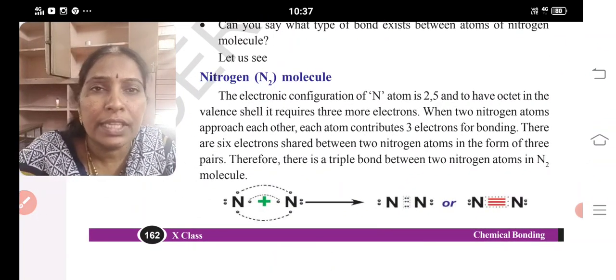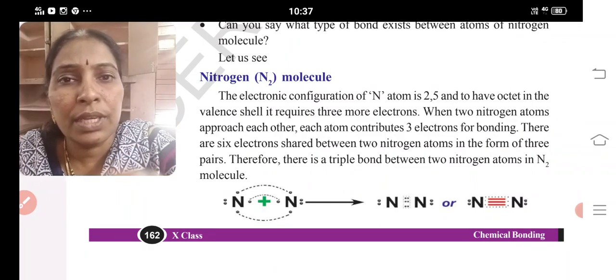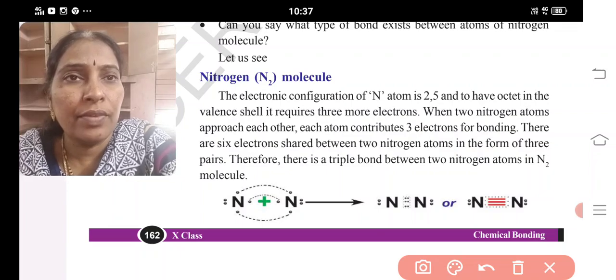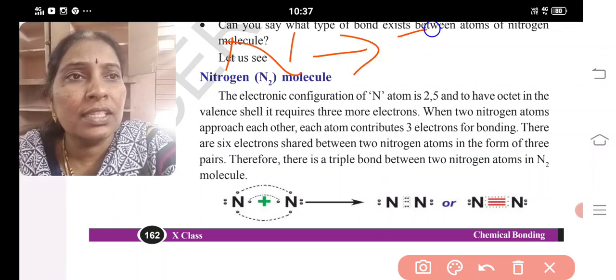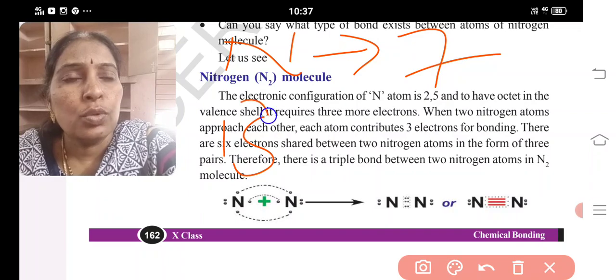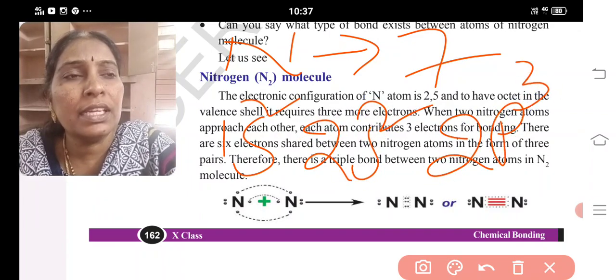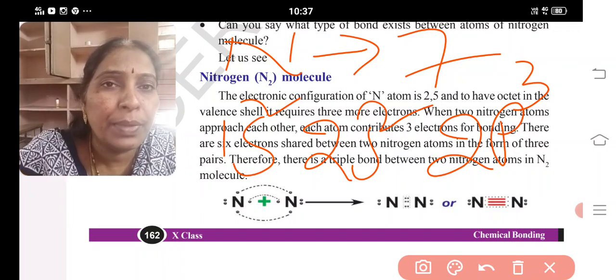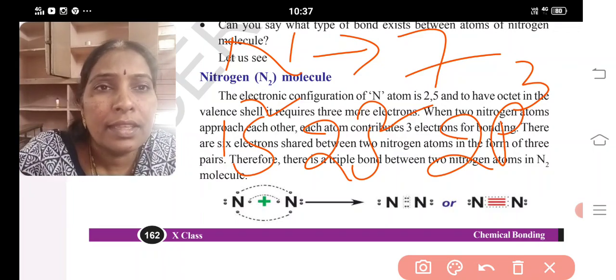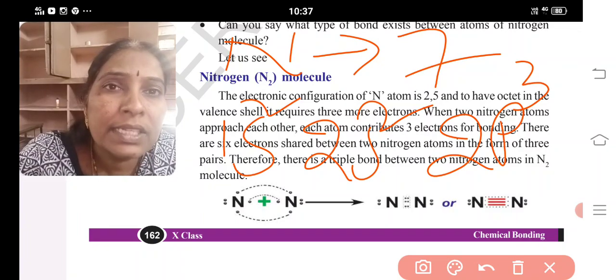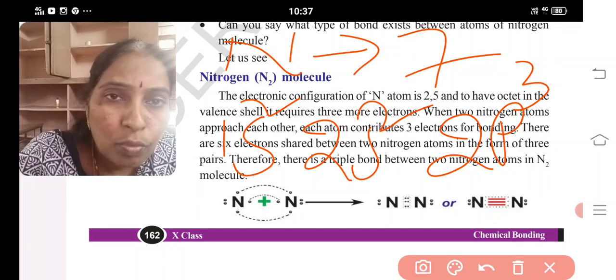Now let me show for nitrogen. Nitrogen atomic number is 7. Its configuration is 1s2, 2s2 and 2p3. How many unpaired electrons are there in the p orbital? Total 5 are there, valence shell electrons. In that, the s orbital is paired, so it never participates in a bond.